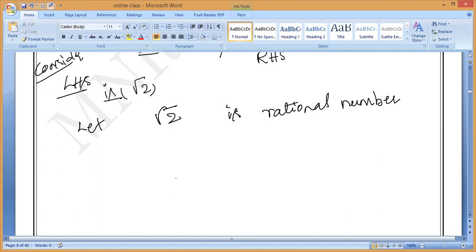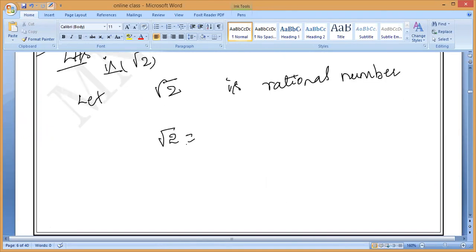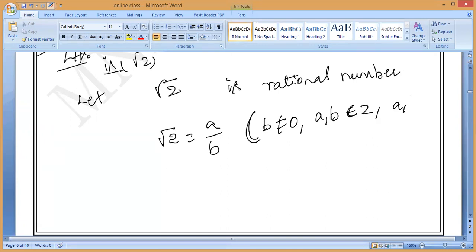So, root 2 equal to P by Q. We already used P and Q, correct? So we want to use A and B. Root 2 equal to A by B, where B is not equal to 0. A and B are some integers belonging to Z, and A and B are co-prime.